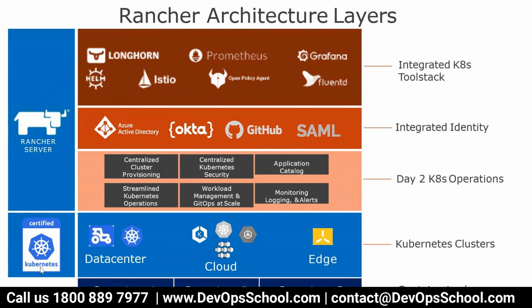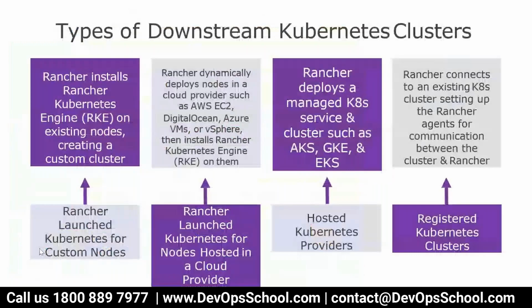And for authentication and authorization, we have Azure Active Directory, Okta, GitHub, SAML. For operations, you have centralized cluster provisioning, centralized Kubernetes security, application catalog, streamlined Kubernetes operations, workload management, and GitOps at scale. And then you can deploy the cluster, that's a downstream cluster, in data center, cloud, and edge. And then you can deploy the containers in each cluster. So this is the high level architecture which you have.